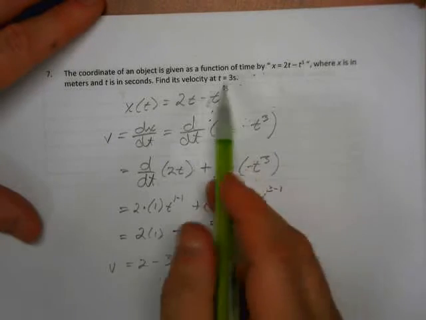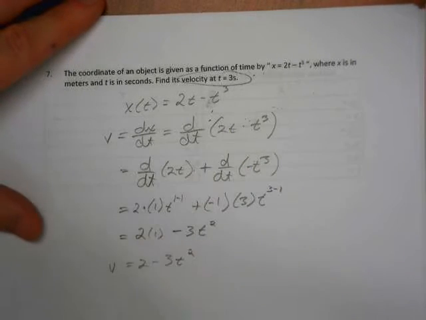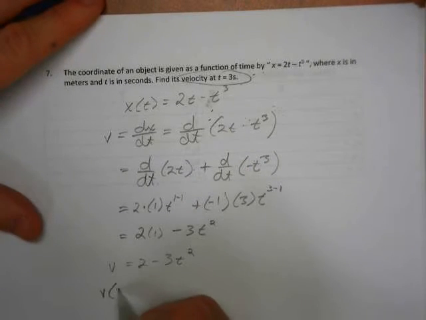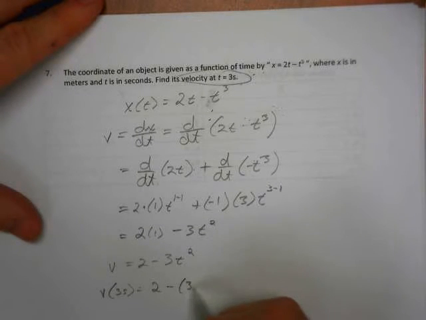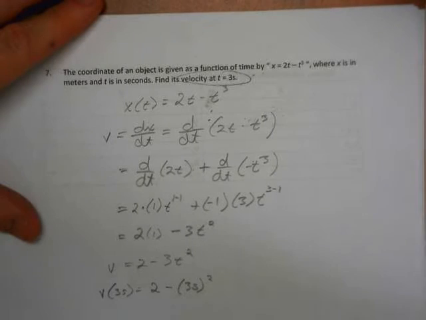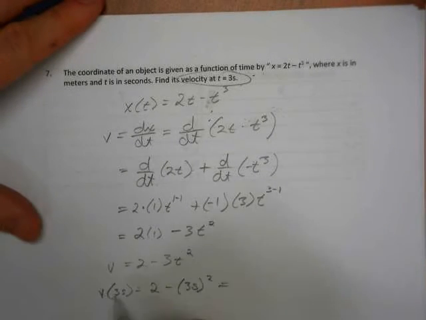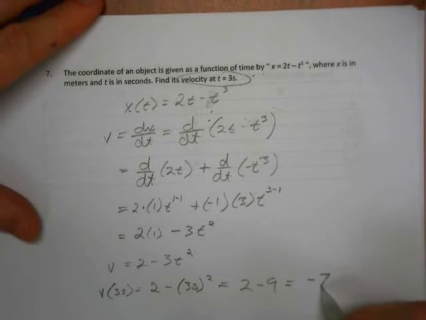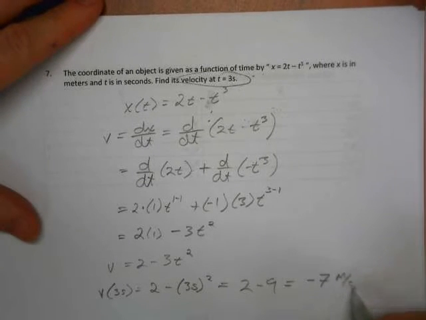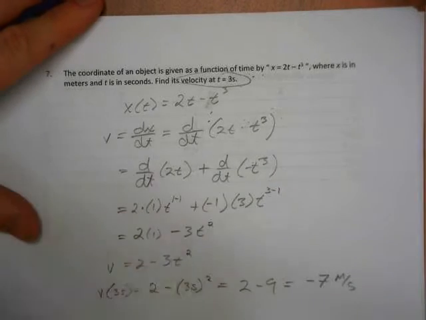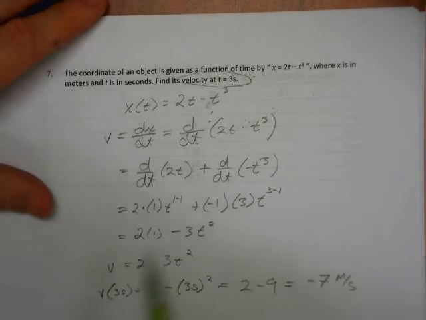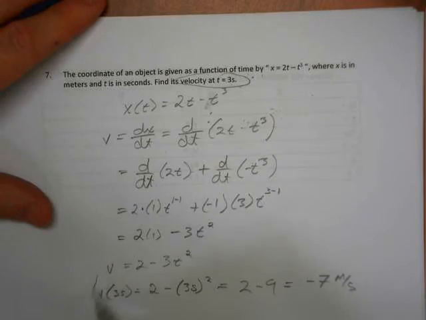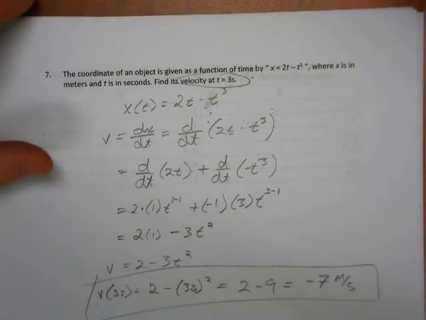And so what is the velocity at t equals 3 seconds? Well, velocity at 3 seconds equals 2 minus 3 times, I'm just going to plug in 3 seconds here for t squared. So that's 2 minus 27, which is negative 25, and we know this is in meters per second because we're given the units up here, but you don't have to worry about the units too much during your calculation.